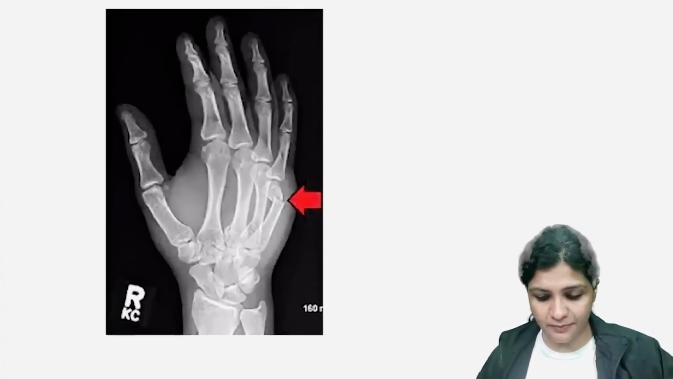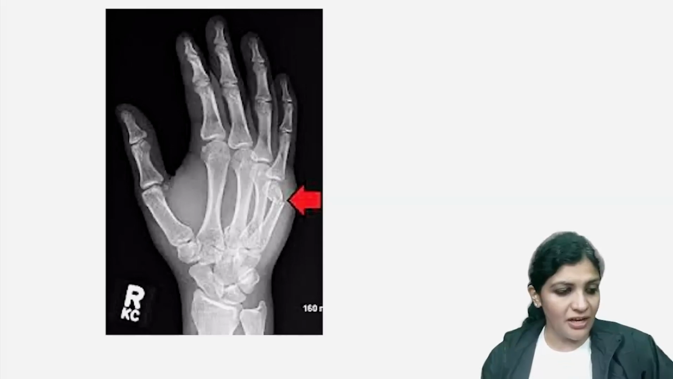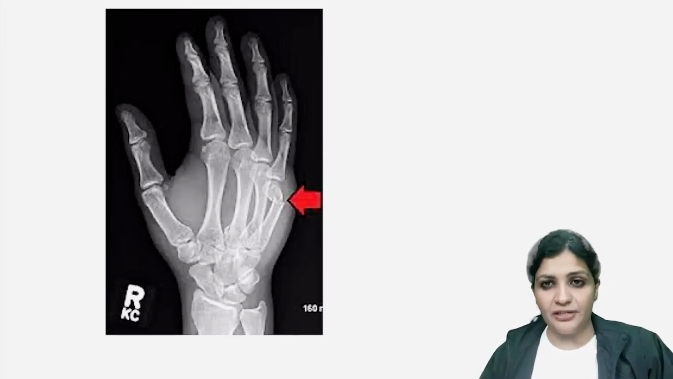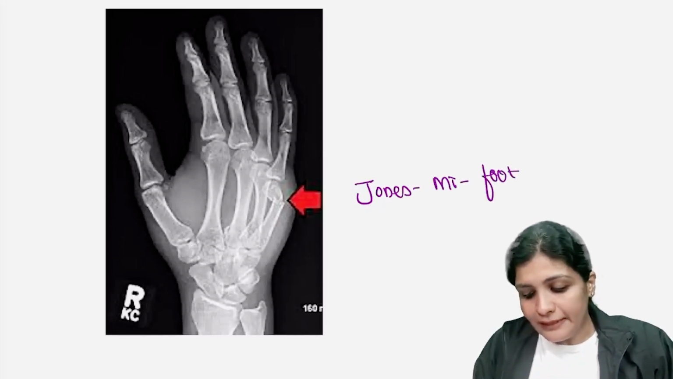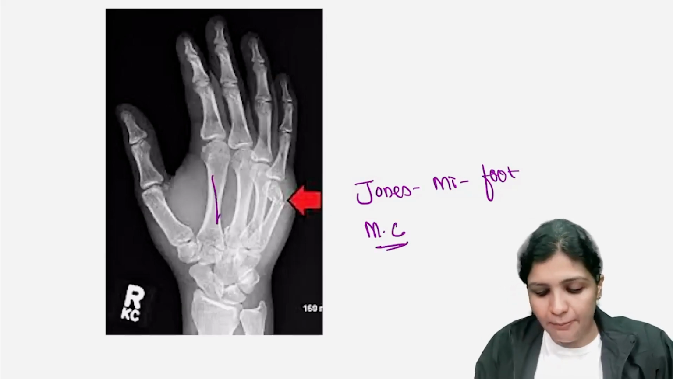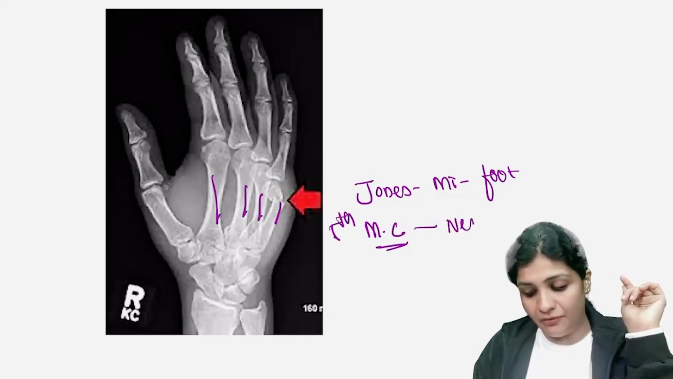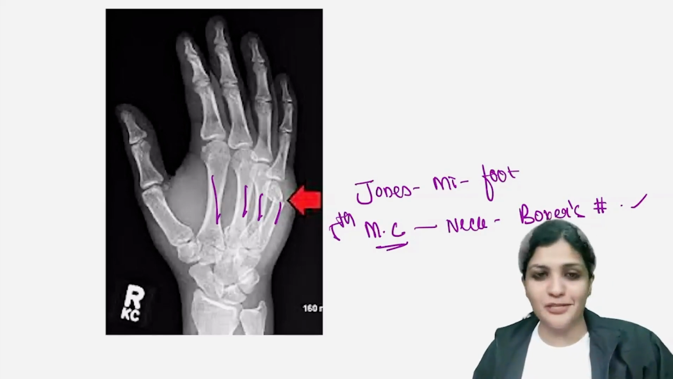Very good. Now what is this? This is actually an X-ray of a hand, and you can see there is some fracture in the little finger, fifth metacarpal. What is this fracture? Yes, very good. This is Boxer's fracture. It is not Jones. It is a Boxer's fracture. Jones is in the metatarsal, that is the foot. This is metacarpal. So the neck of the fifth metacarpal is fractured. This is your Boxer's fracture. Very good. No question mark. You're right.